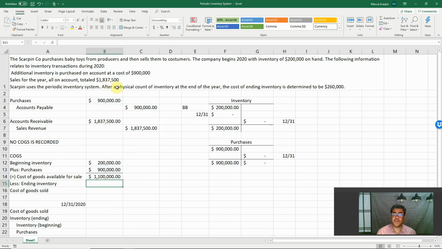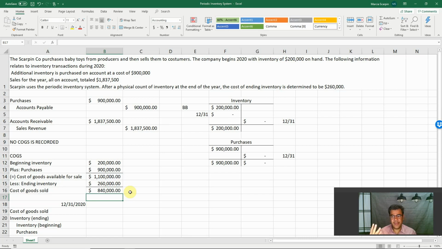After a physical count of inventory at the end of the year, the cost of ending inventory is determined to be $260,000. Remember our soda. We start our period with 10 sodas. We purchase another 15. So our cost of sodas available for sale is 25. My ending inventory, 9 sodas. So we subtract 9. That is cost of goods available for sale less ending inventory.